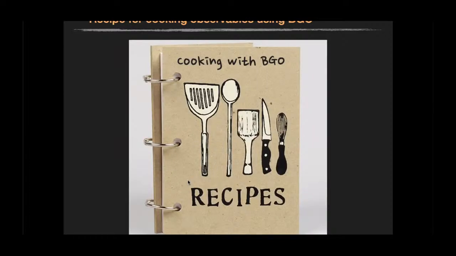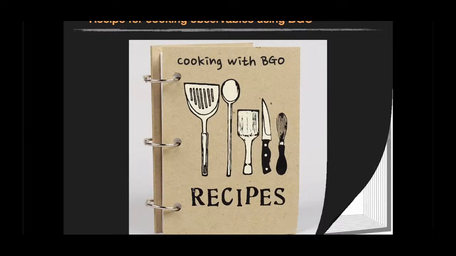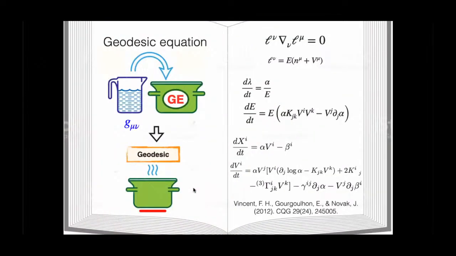My PhD work is all about the application of the BGO formalism in numerical relativity, and what I did was to recast the BGO framework in 3+1 form in order to obtain a recipe for calculating observables in numerical relativity. This is a recipe, and like all recipes, we need some ingredients.